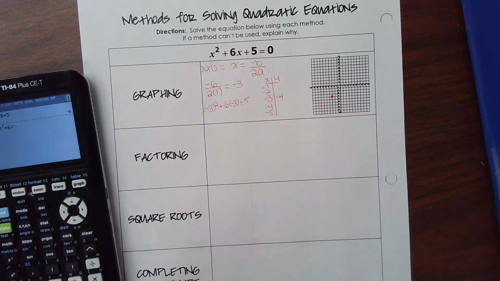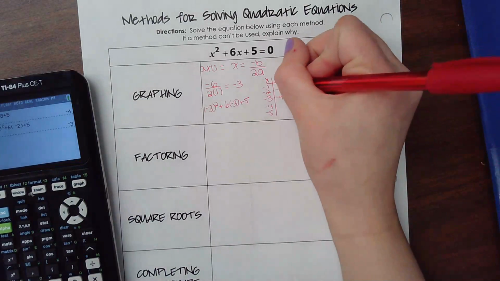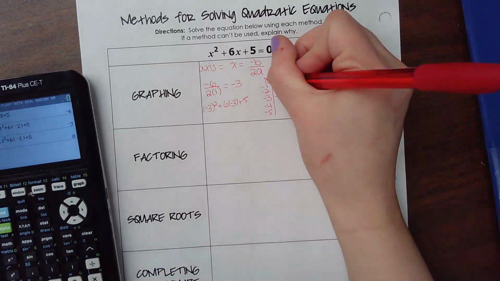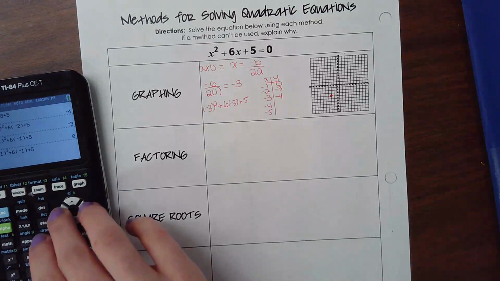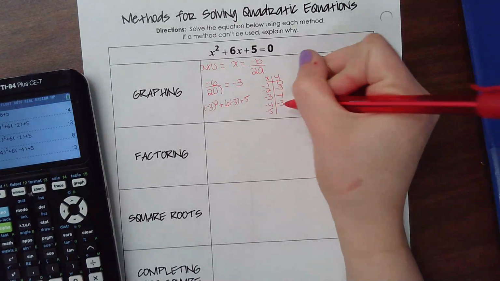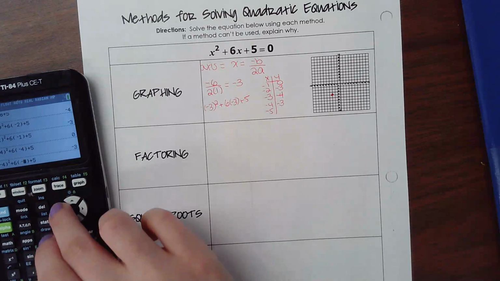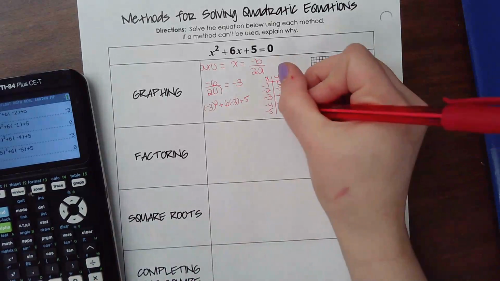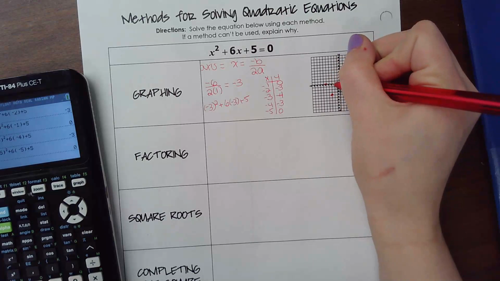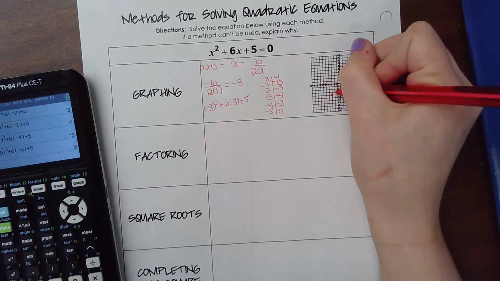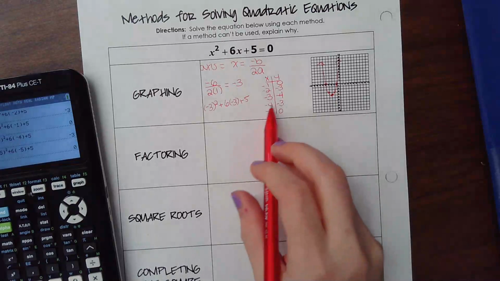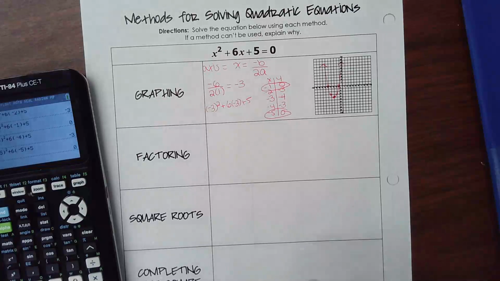And then we could do the whole thing over again, where you just type it into the graphing calculator. So I'd get negative 3, 0, negative 3, and 0. And there's my parabola. So from there, I could already see my zeros are right there. So that's our first way.